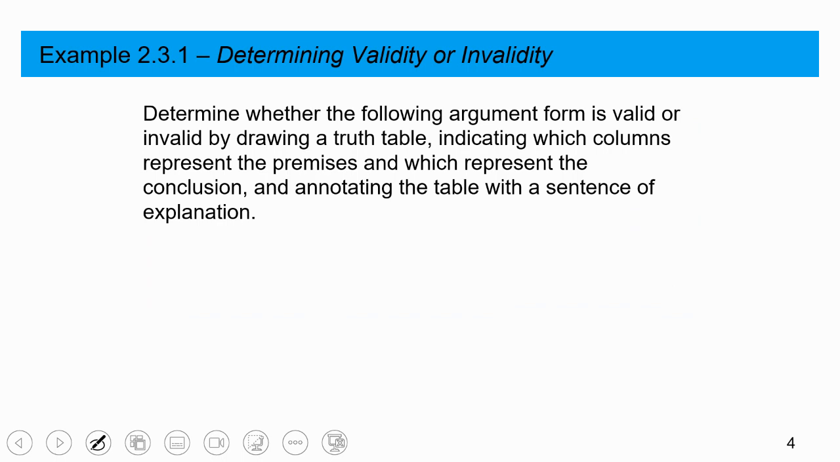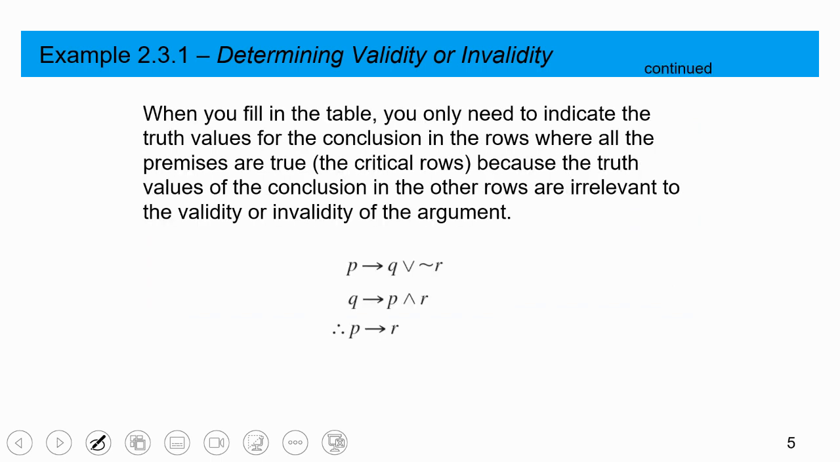Determine whether the following argument form is valid or invalid by drawing a truth table. Indicate which columns represent the premises and which represent the conclusion, and annotate the table with a sentence of explanation. When you fill in the table, you only need to indicate the truth values for the conclusion in the rows where all the premises are true, the critical rows, because the truth values of the conclusion in the other rows are irrelevant to the validity or invalidity of the argument.